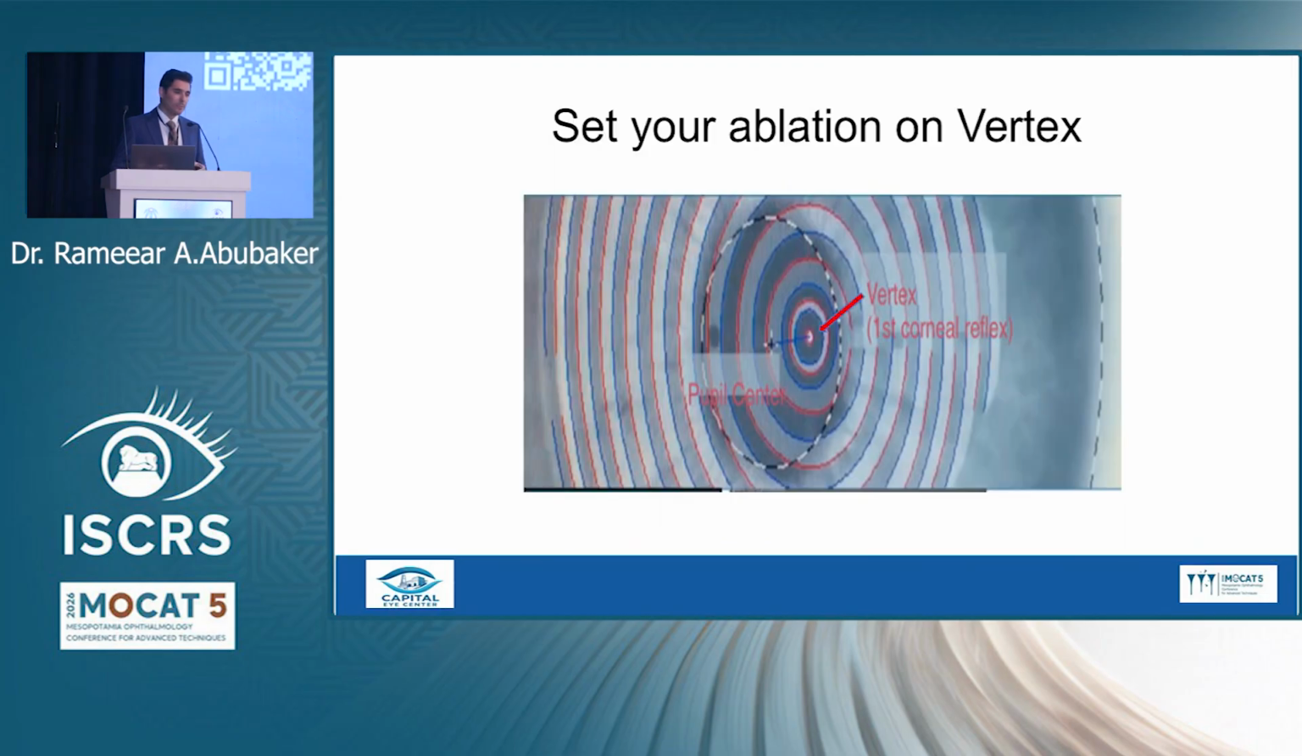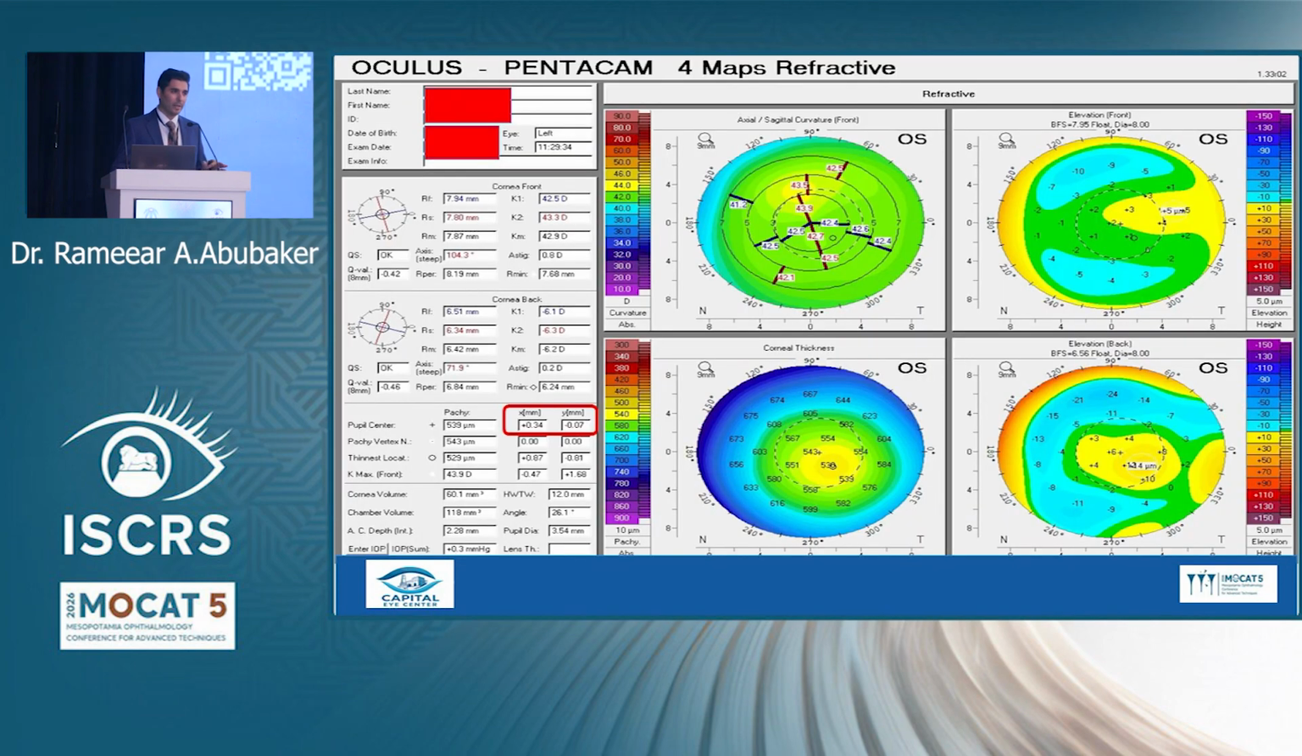This is especially important for laser refractive surgery, because if you don't set up the ablation on the vertex, the patient will end up looking through the transitional zone rather than the center of your ablation. And here also you can find how much the pupil center is displaced.